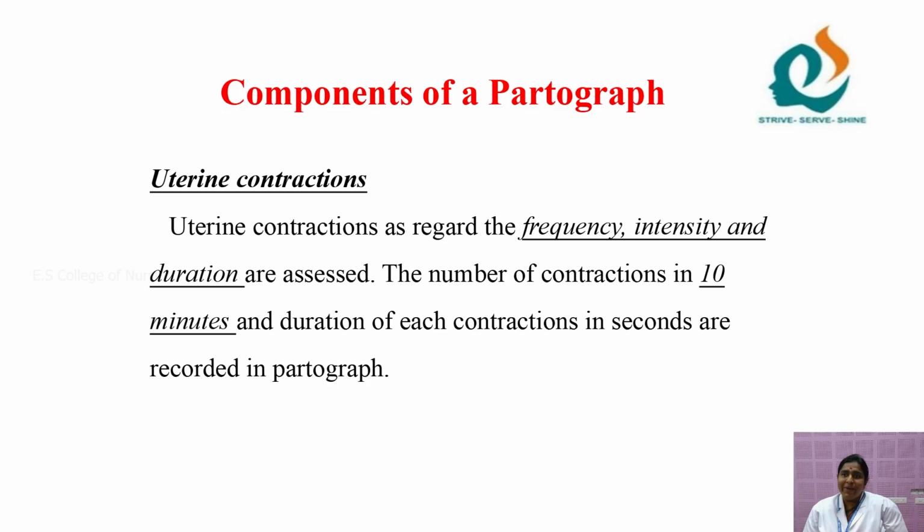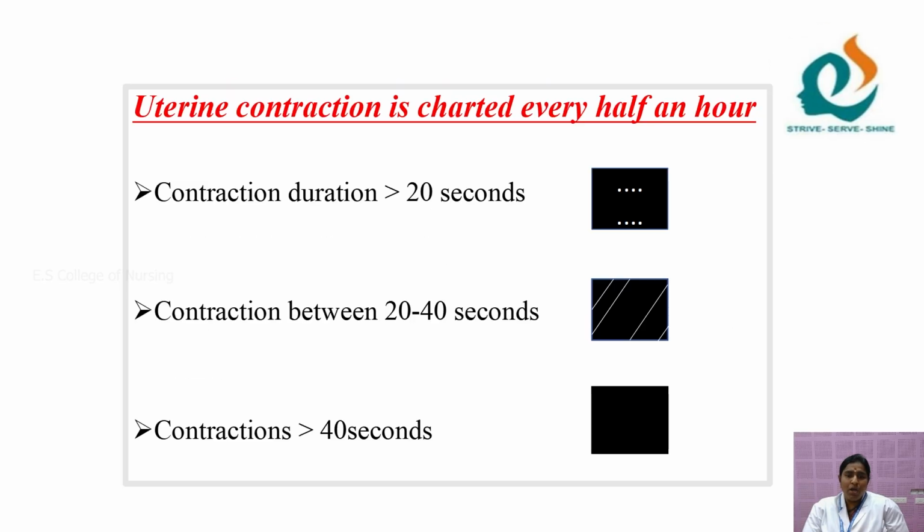Here, in a 10 minute observation, we count how many contractions are occurring. A minimum of 5 contractions may happen. That's why they are given in the partograph as 5 columns. According to that, we mark if the contraction duration is less than 20 seconds, and if it is greater than 20 seconds, we mark it in the dotted line.